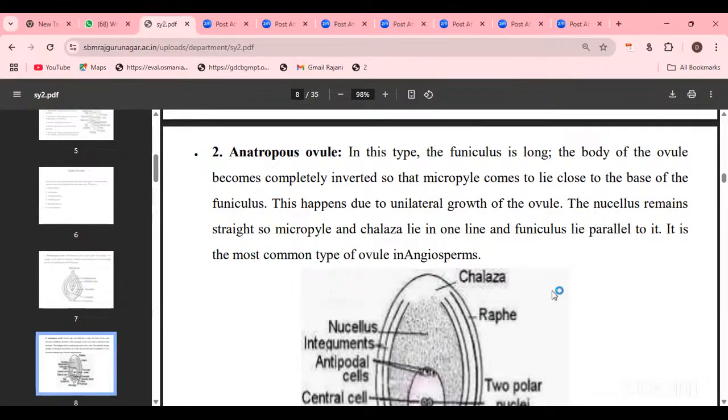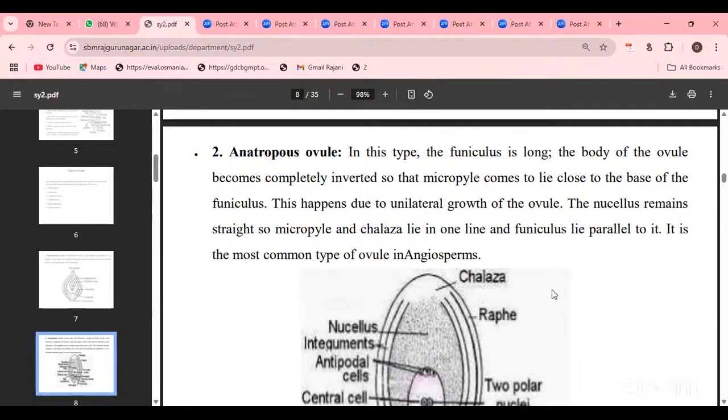The body of the ovule becomes completely inverted so that the micropyle comes to lie close to the base of the funicle. This happens due to unilateral growth of the ovule. This is the structure, and how does it happen? That is the unilateral growth of the ovule.